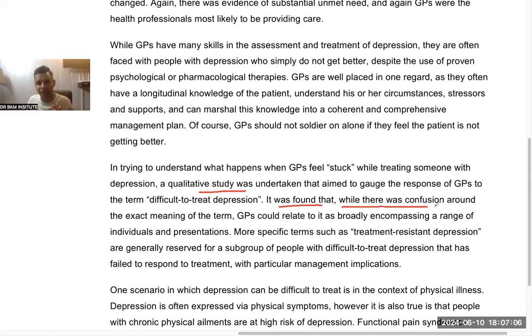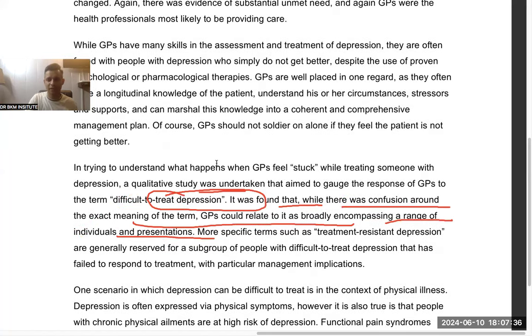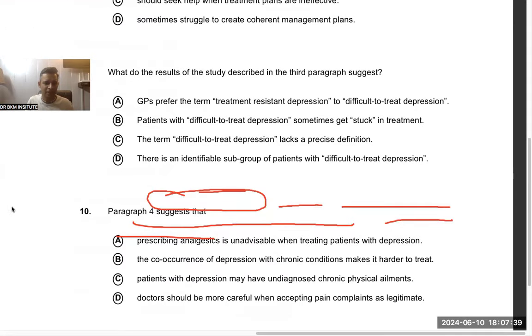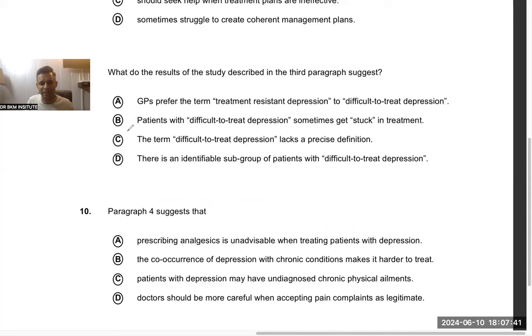It was found that while there was confusion around the exact meaning of the term, GPs could relate it to broadly encompassing a range of individuals and presentations. That means GPs did not have the exact meaning of this term. It was a broad term encompassing a lot of individuals, and there was no exact meaning. Then we went on to the options and could relate it very easily. Again, you can do elimination, but these are simple questions. And again, the main thing was the results of the study.